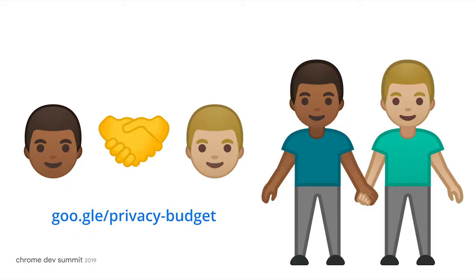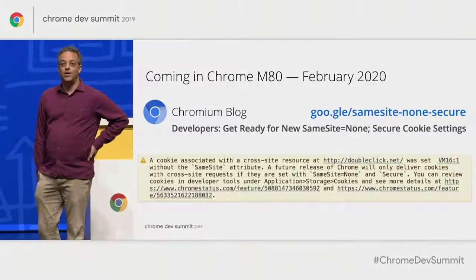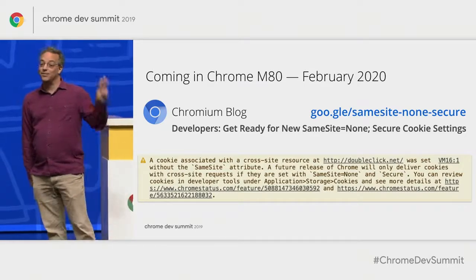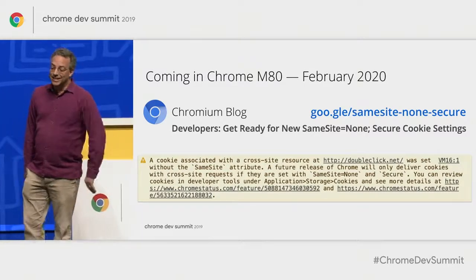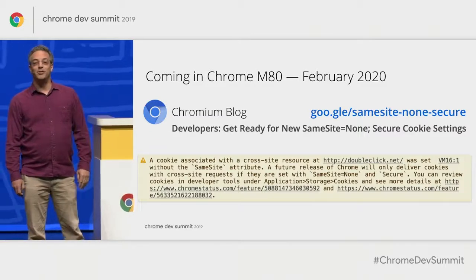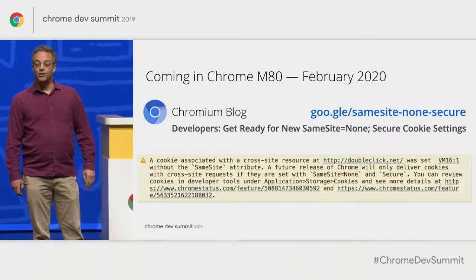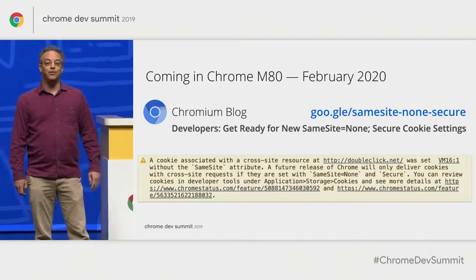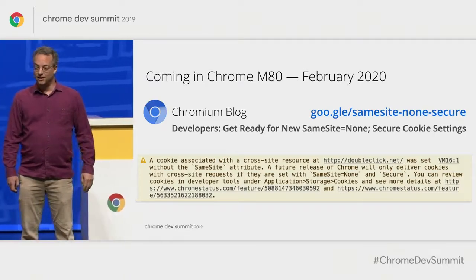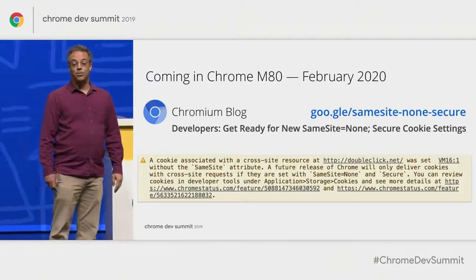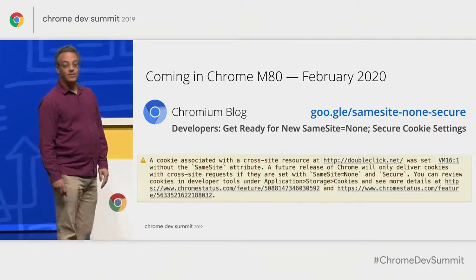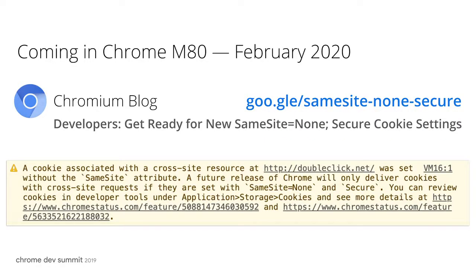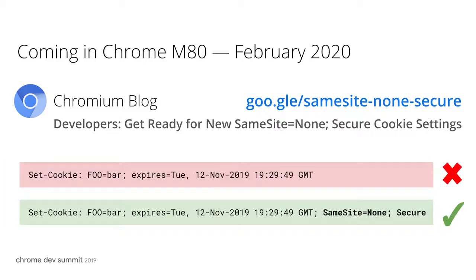Our privacy budget explainer describes the multi-step process that we're working on. Starting in Chrome M80, that's 3 months from now, if you set a cookie the way you've probably been doing it since the dawn of the web, that cookie will be available only in a first-party context. If you want that cookie when you're a third party, you need to do something new. You will need to explicitly set it with the attributes SameSite=None and Secure.